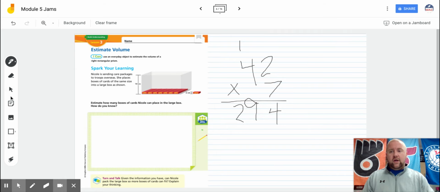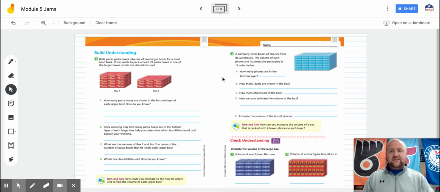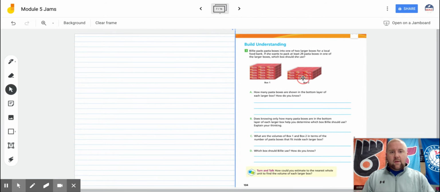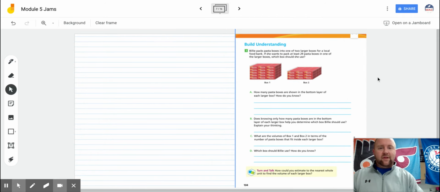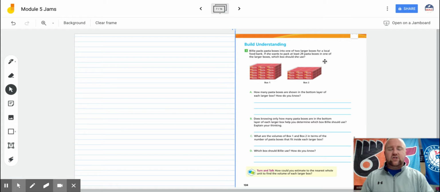So we move on to another example, which is very similar to this one. Okay, Billy packs pasta boxes into one of 2 larger boxes for a local food bank. If she wants to pack at least 29 boxes in one of the larger boxes, which box should she use? So she needs at least 29. So we're looking for which one, box 1 or box 2, is going to give us 29 or more, because it is at least 29.